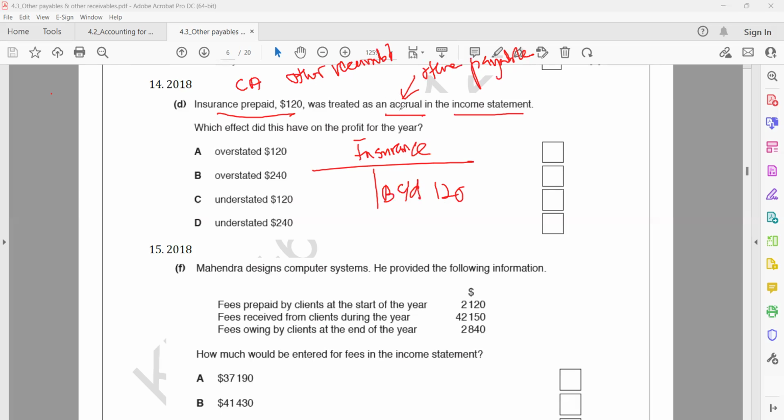But now we treated it as accrued. What happened is that we didn't put this one. We go and put it here, balance CD, 120. This is wrong. So what is the effect on the profit? How to adjust this error? First, we need to reverse the error. Reverse out this error. After that, we have to put back the error.